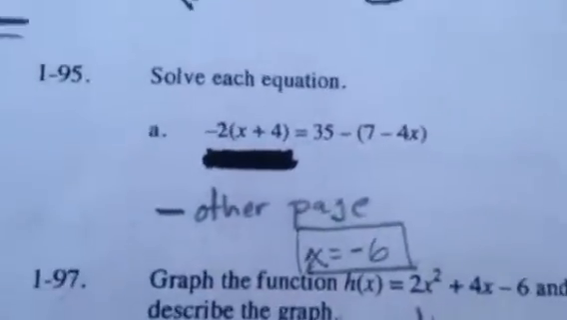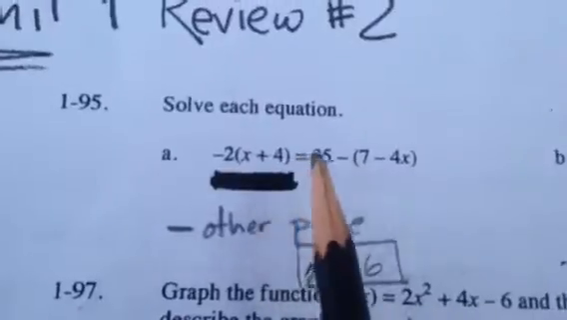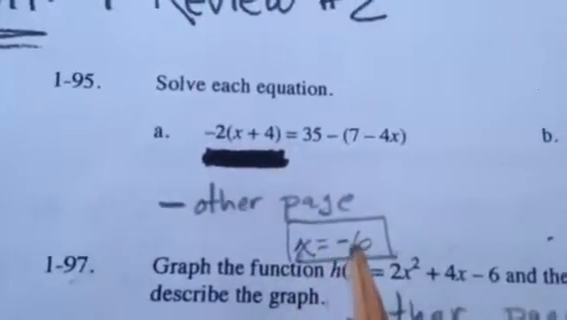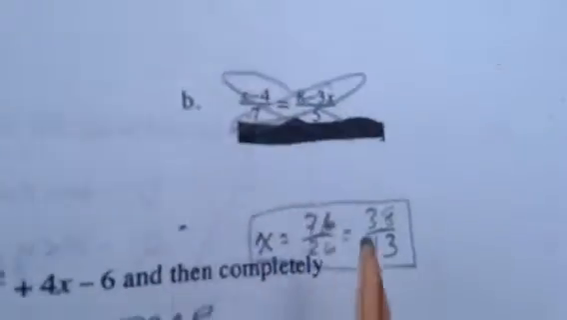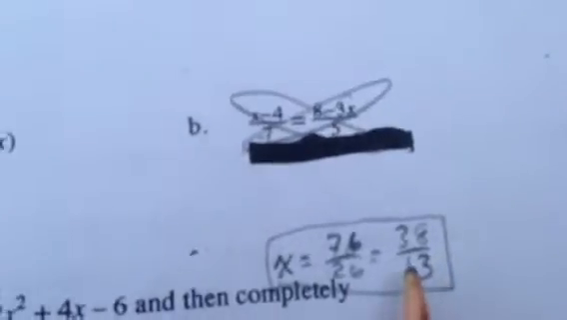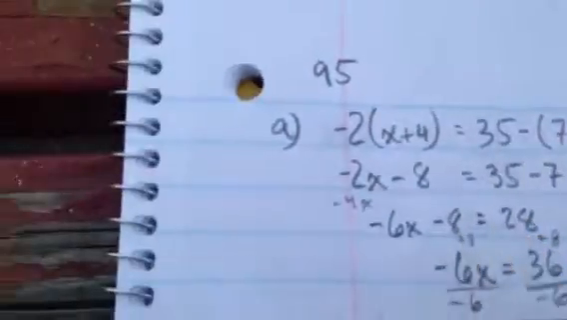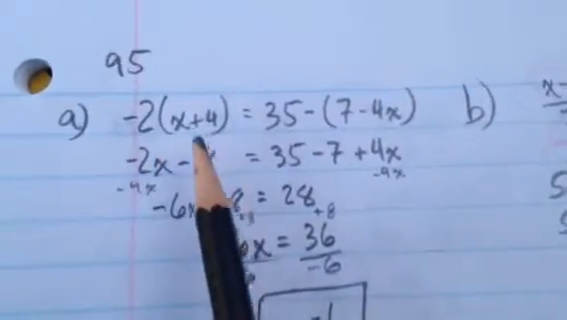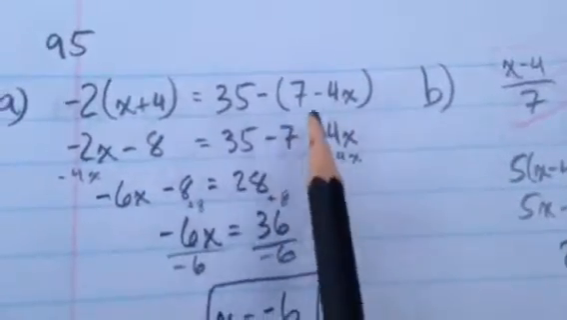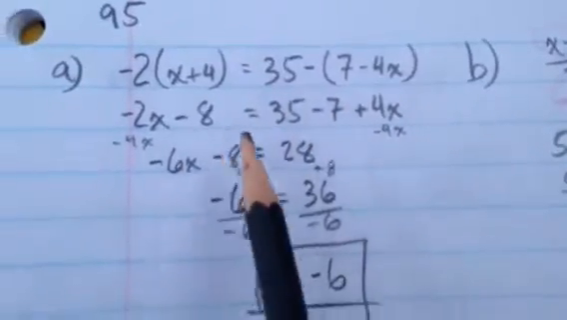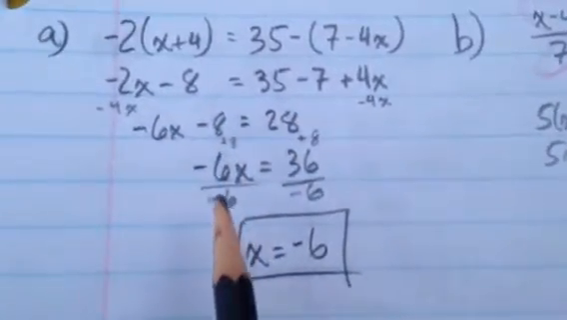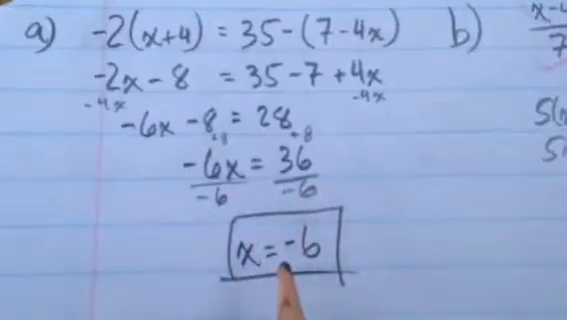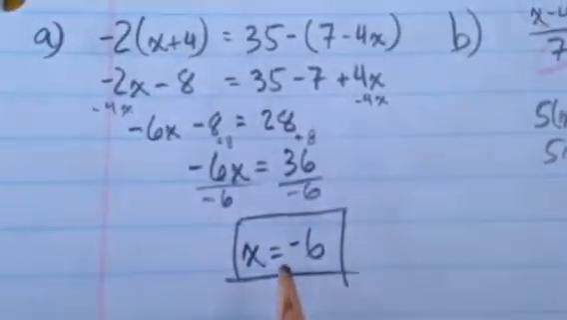Okay, number one, we're solving some equations, and we got a solution of x equals -6 for the first one, and x equals this fraction 38/13 for the second one. Here's how the solutions play out, okay? So I distributed the -2 on that side and got rid of the parentheses over here on the right. I'm gathering all my like terms together. I finally end up with -6x equals 36, and that's how I get -6 for x.